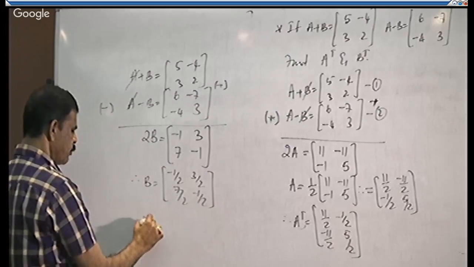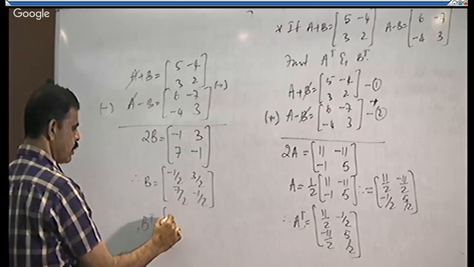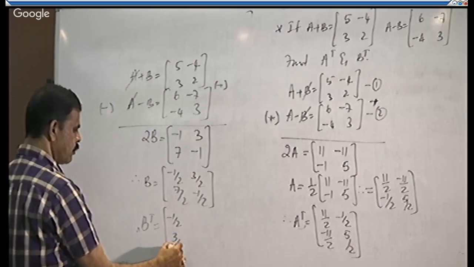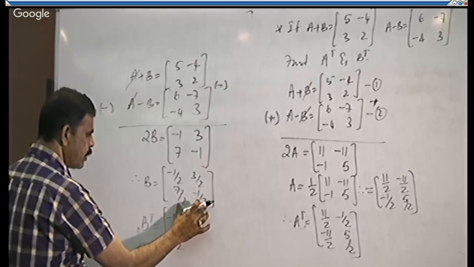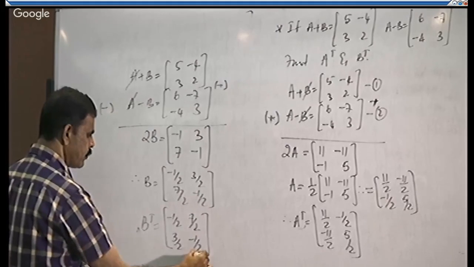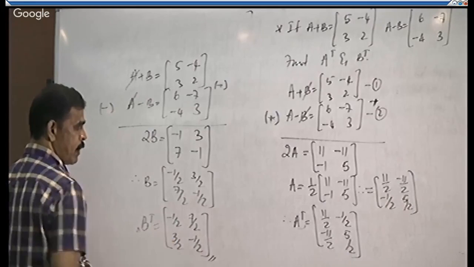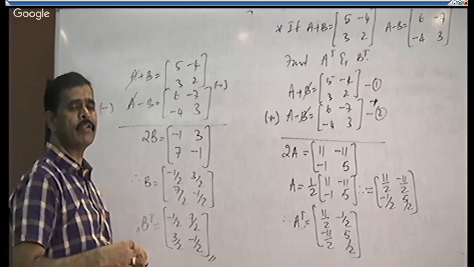Hence, what is B transpose? In B, we have to make the rows into columns. Minus 1 by 2, 3 by 2. First row is made as first column. Second row is what? 7 by 2, minus 1 by 2, which is made as second column. This is B transpose. So these are some of the important problems related to your exams.